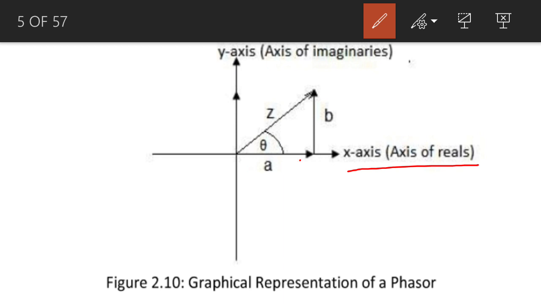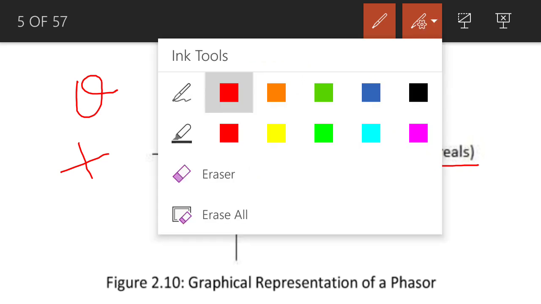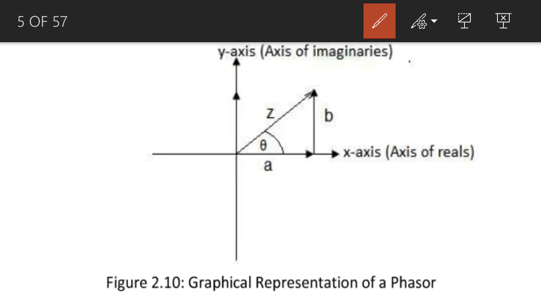You see, if we measure this angle in the counterclockwise direction, this angle is represented by theta, and this angle is positive. And if we measure the angle of the same phasor with respect to x-axis in the clockwise direction, this angle will be negative. Let us represent this angle by alpha, so this angle will be negative. So the angle in the counterclockwise direction is positive, and the angle in the clockwise direction is negative.